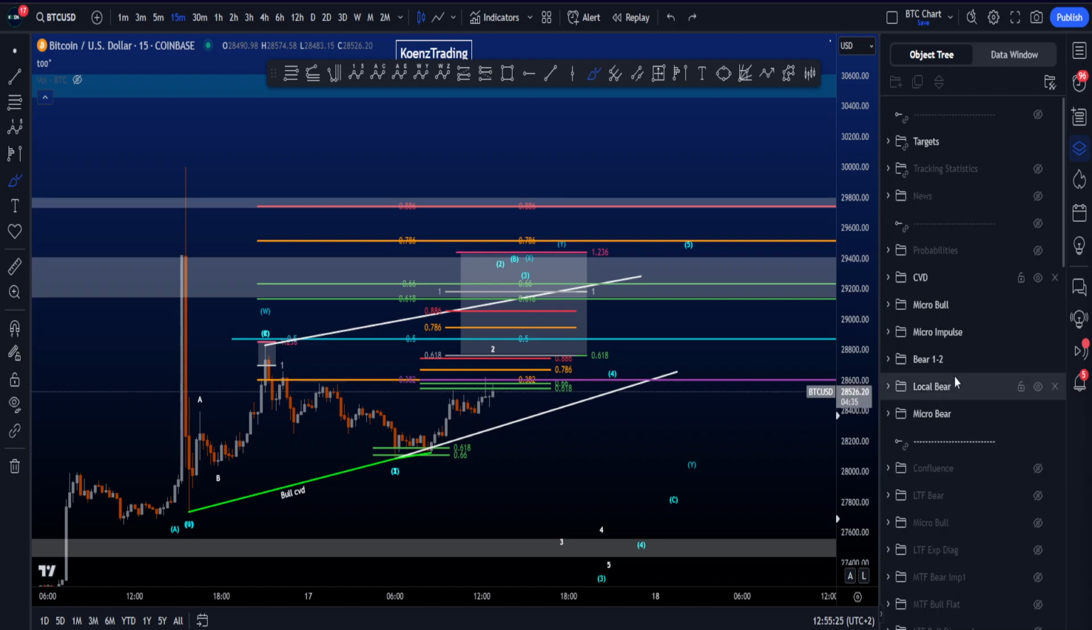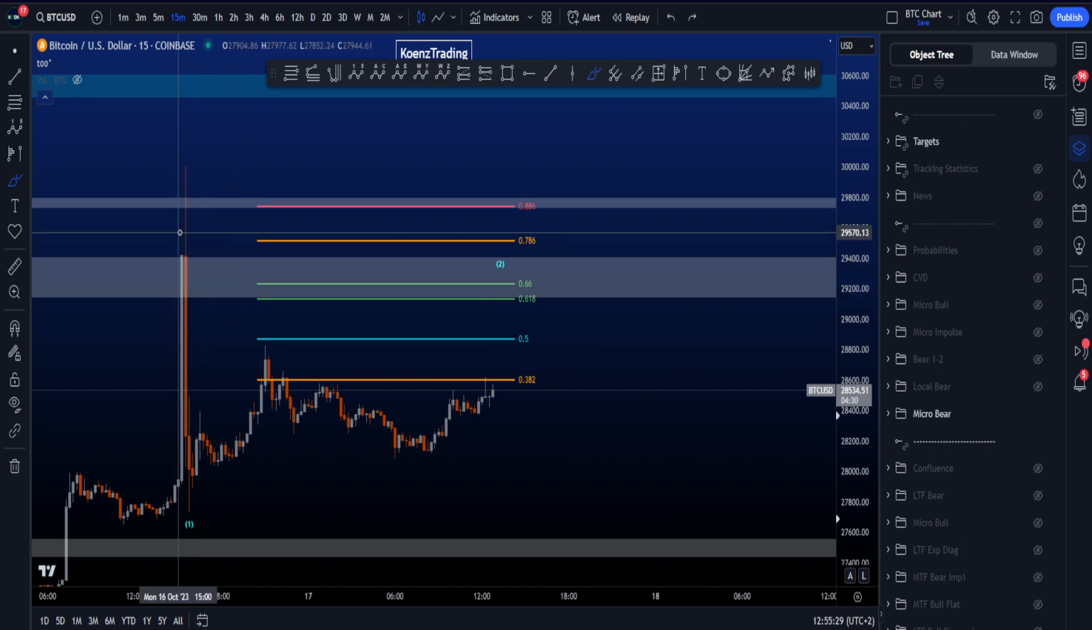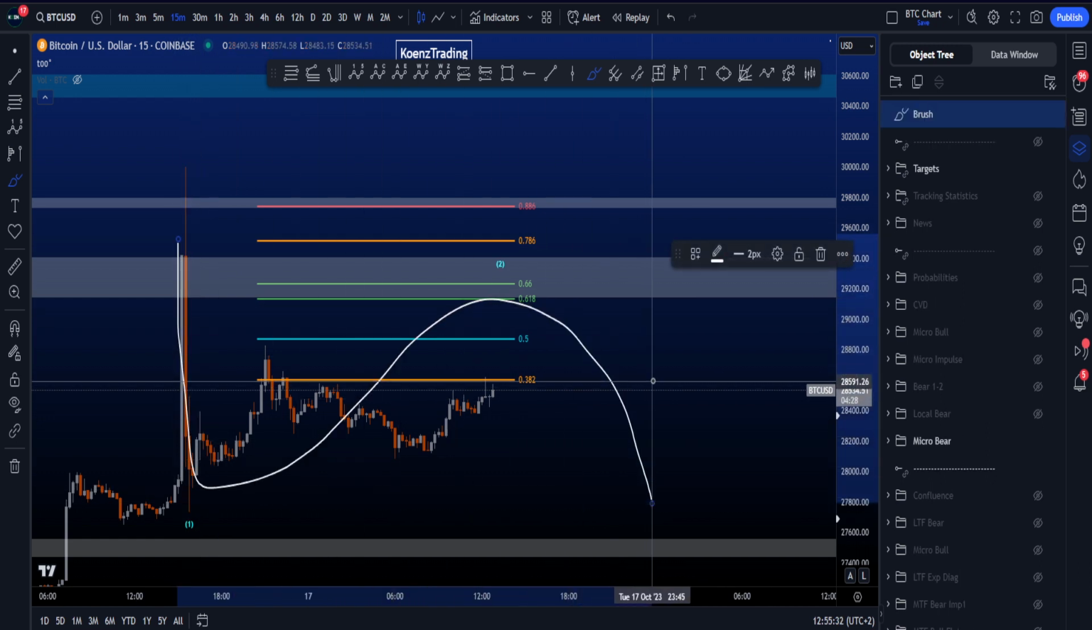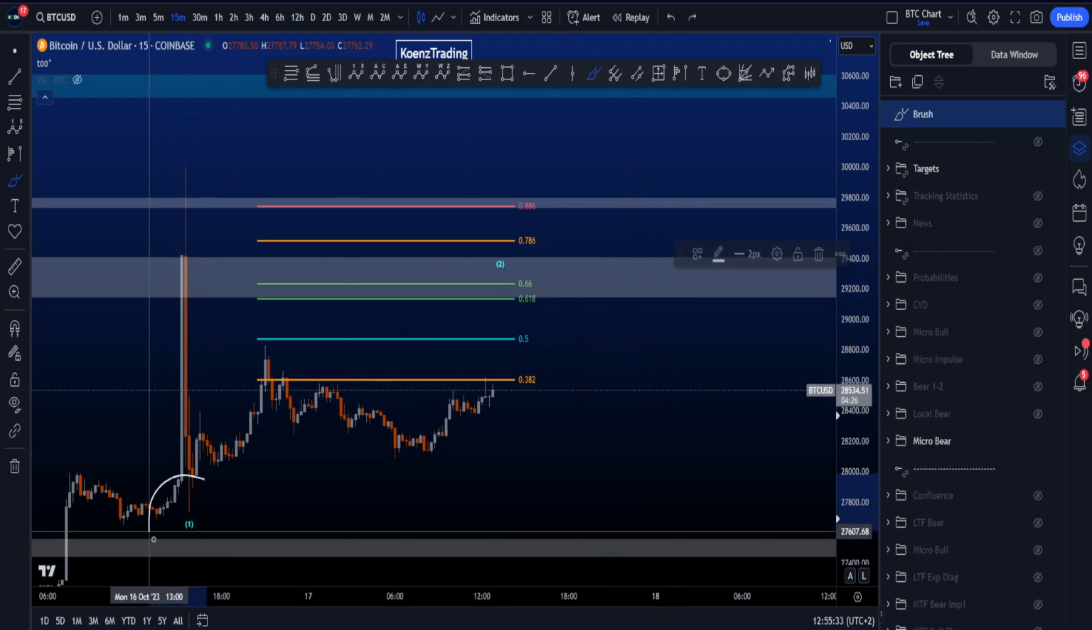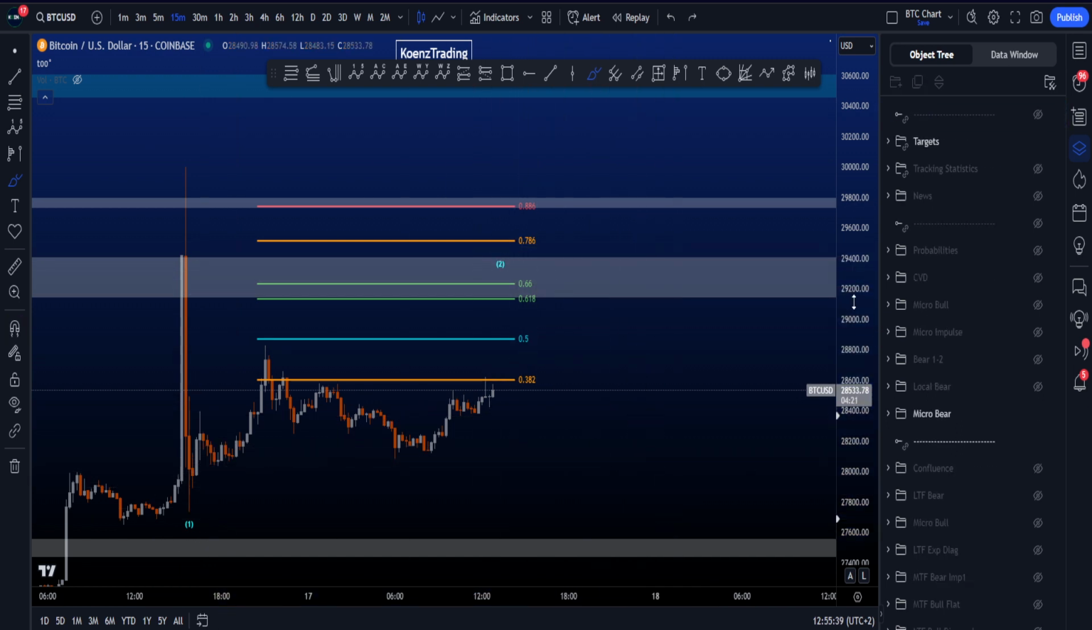Hi everyone, let's go over my bullish and bearish Elliott Wave scenarios on Bitcoin, starting with the micro bearish scenario, where we are looking for a 5-wave impulsive structure to the downside, where wave 1 is finished, wave 2 soon to be finished potentially, before then a wave 3 to the downside.